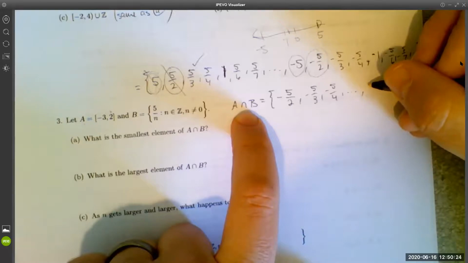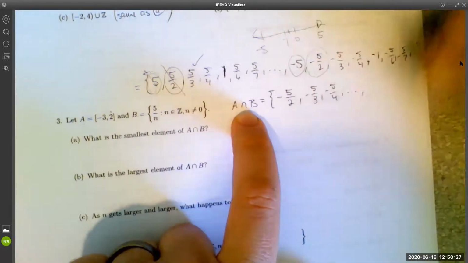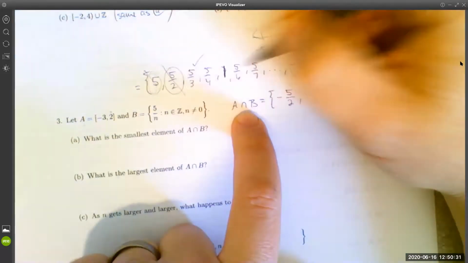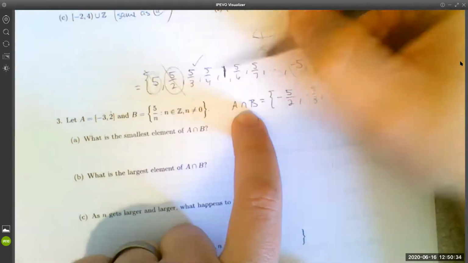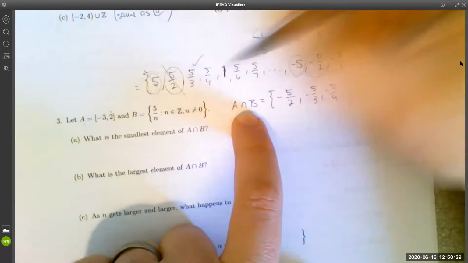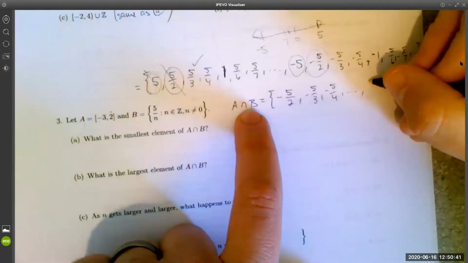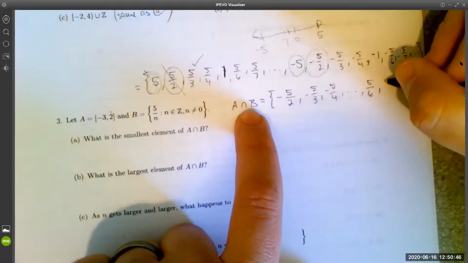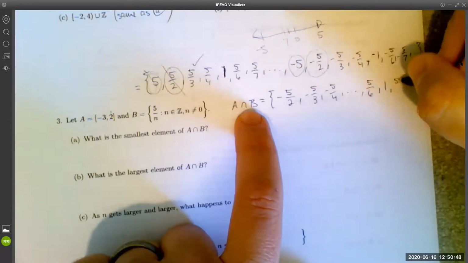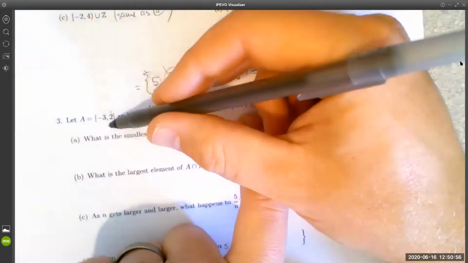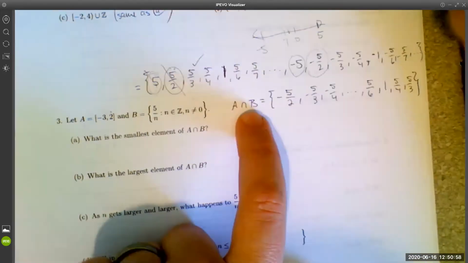I'm trying to get these in order. 5/3 would be in there. If I'm going from smallest to largest, I guess I should work from the other end of the scale. So 5/4 would be in there. 5/3 would be in there. So maybe I would say 5/6, 1, 5/4, and then 5/3. And 5/3 is the largest element because 5/2 isn't in this interval, so it can't be in the intersection of the two sets.